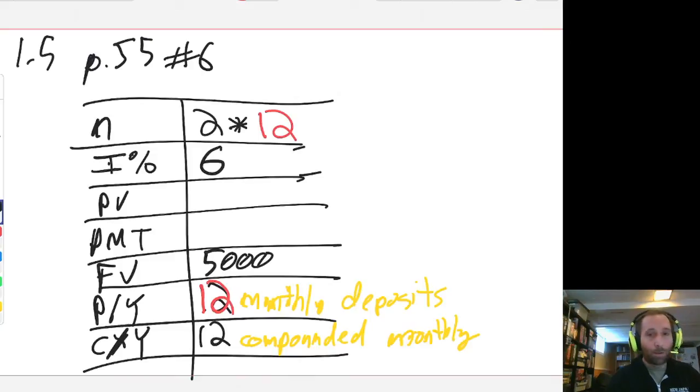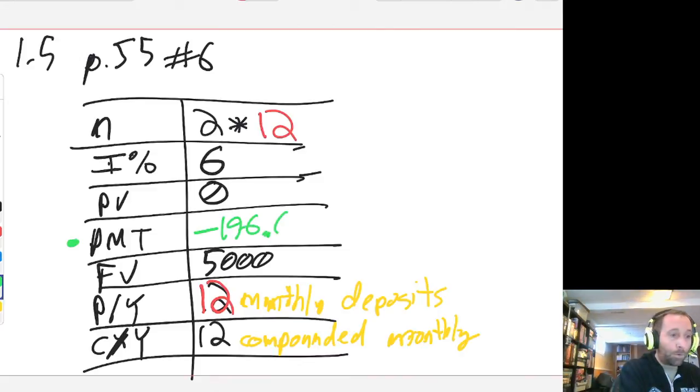How much did Zoe deposit each month? So we want to figure out what Zoe's monthly deposits were. There is not one lump sum. There were multiple deposits. We want to find out what the monthly payments are going to be. So we're going to take those values that are in my table and put them into my TVM solver. 6, 0, 12. All right. So for my payments, I got negative 196.60.